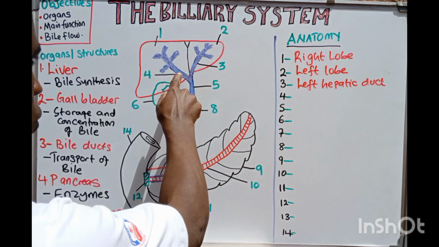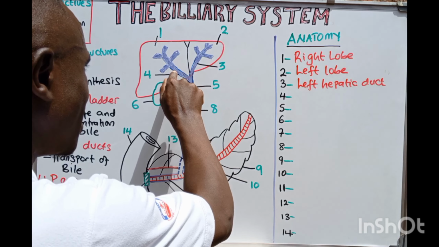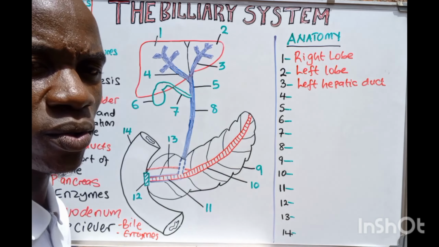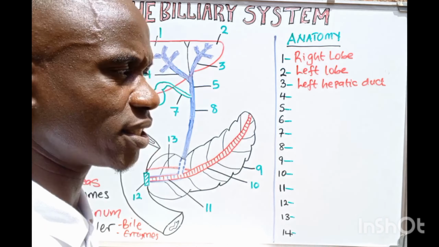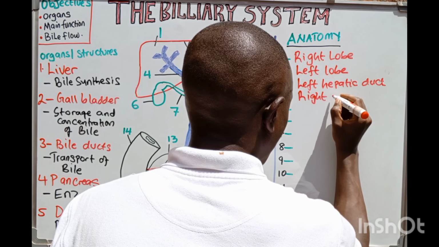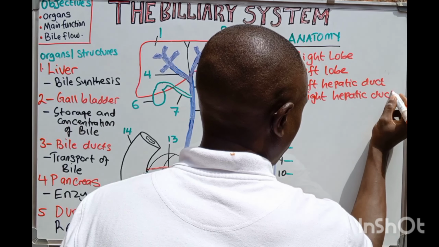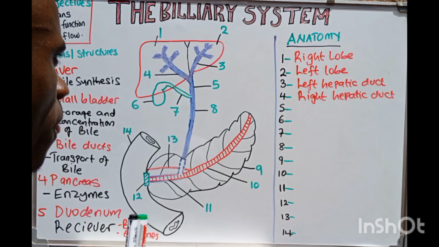And then when we come to number 4, coming from the right lobe, this duct here, super very important, is what we call the right hepatic duct. Super very important.